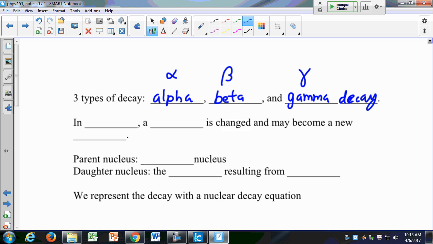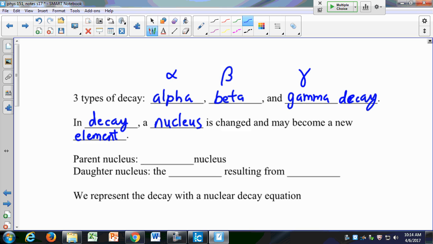So you have these three types of decay: alpha, beta, and gamma. And in decay, remember you're going from one unstable configuration to a more stable configuration. Sometimes you can actually have a chain of events. You can go from one unstable configuration to another that's slightly less unstable, to another that's even slightly less unstable from that. But in decay, a nucleus is changed and may become a new element.